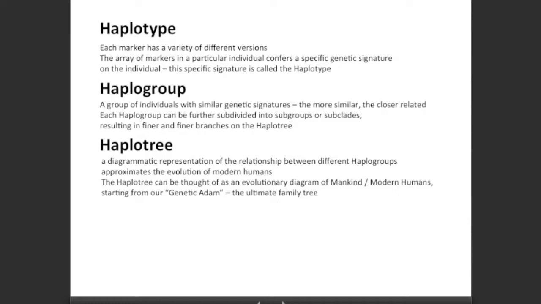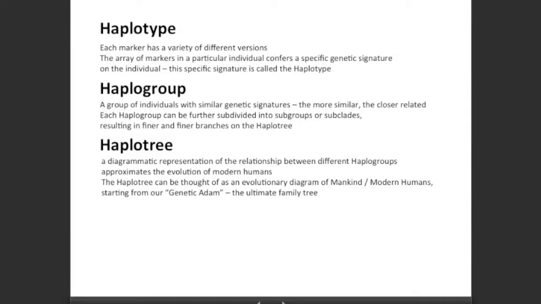Three terms that you'll maybe be faced with when project members contact you are haplotype, haplogroup, and haplotree. Haplotype, well, each marker has a variety of different versions. A haplotype just means the array of markers in a particular individual which confers a specific genetic signature on that individual. This specific signature is called the haplotype. So we all have a haplotype. It's more or less synonymous with genetic signature. So we all have that genetic signature, we all have that haplotype.